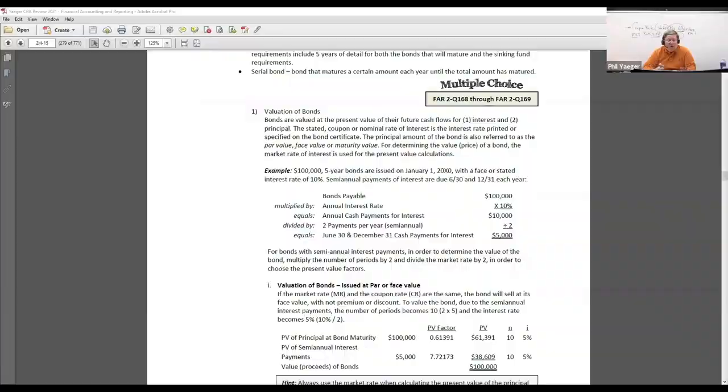All right. Now, let's look at an example of how we would calculate the valuation of a bond, which is equal at par or face value. First of all, when are we selling the bonds? Today or in 10 years?